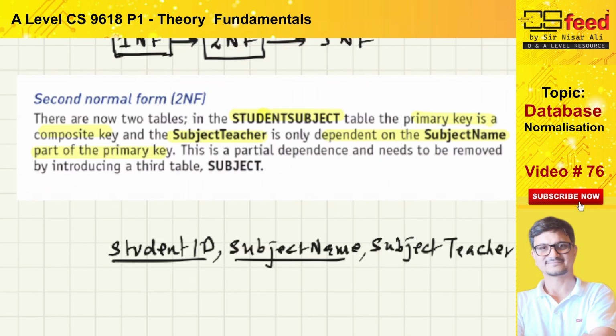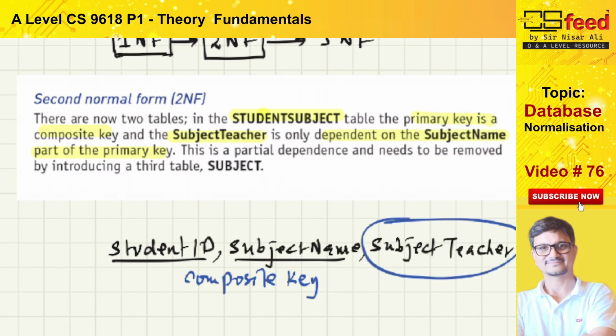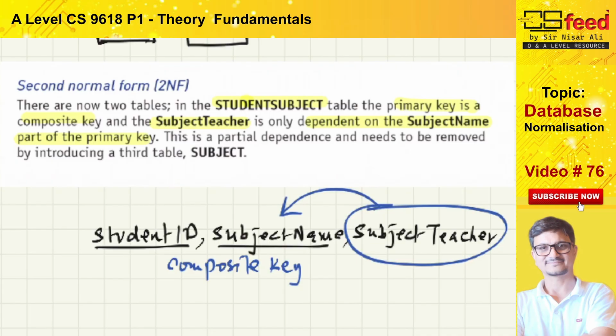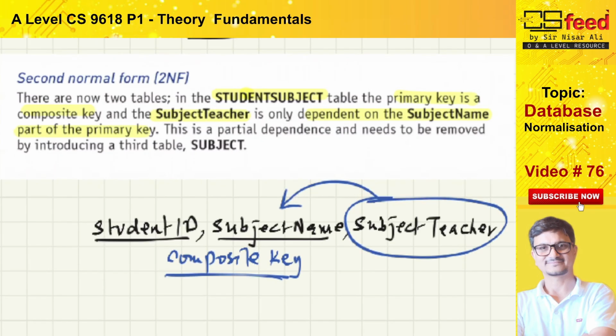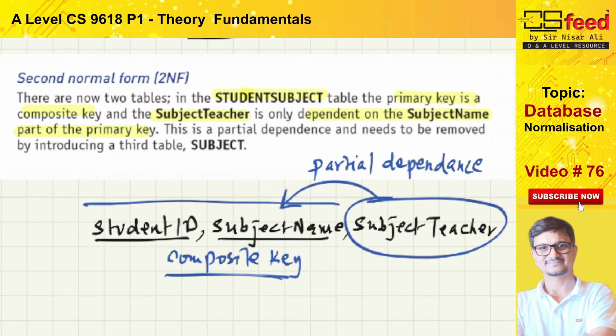But the point over here is that this subject teacher is only relying on the subject name. It is dependent on the subject name. It is not dependent on the whole key, it is dependent on one part of the composite key. All right. This means that the subject teacher is partially dependent. We can call it partial dependence: the subject teacher is relying on the subject name, which is only one part of this primary key. So this is the partial dependence.